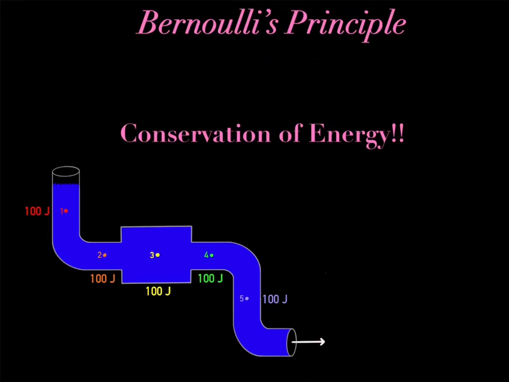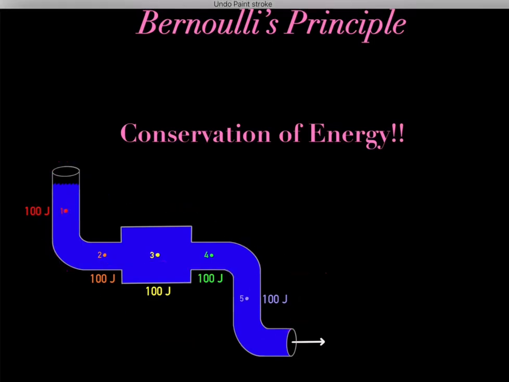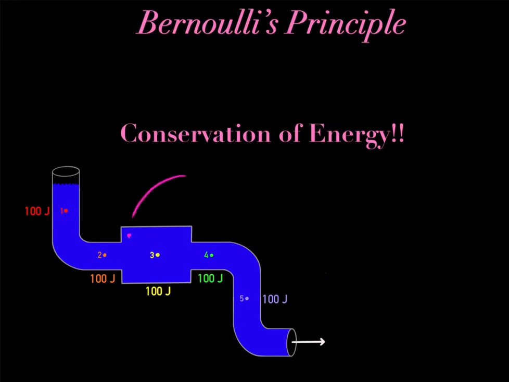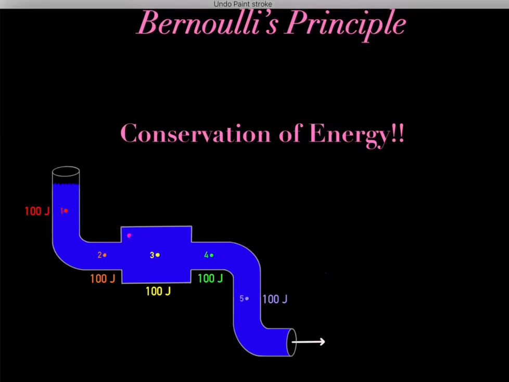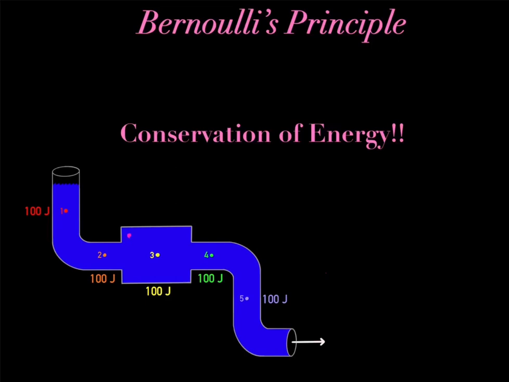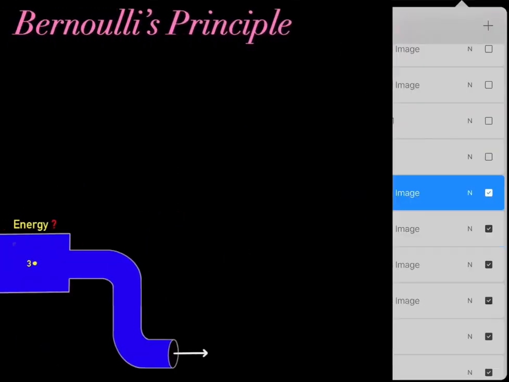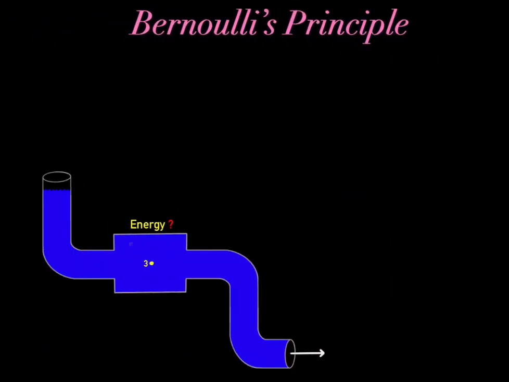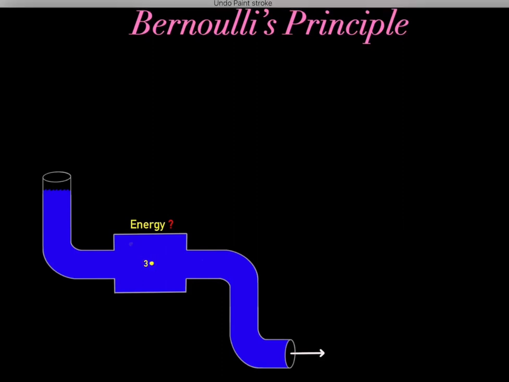And the key idea is if at a certain point there's 100 joules of energy, then you can choose any point in this flowing water. Literally, you can choose any arbitrary point, and the amount of energy at that point must equal 100 joules of energy. So let's say we wanted to determine the exact amount of energy at this particular point. How do we determine that amount of energy?